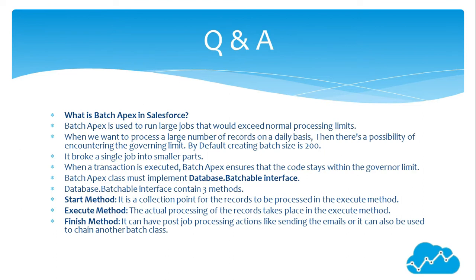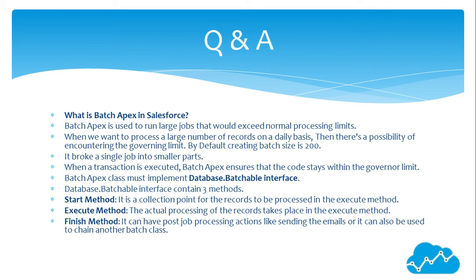Batch apex is used to run large jobs that would exceed normal processing limits. When we want to process a large number of records on a daily basis, then there's a possibility of encountering the governor limit. By default, the batch size is 200. It breaks a single job into smaller parts. When a transaction is executed, batch apex ensures that the code stays within the governor limit.